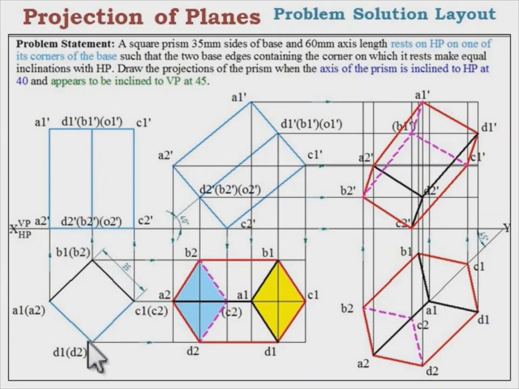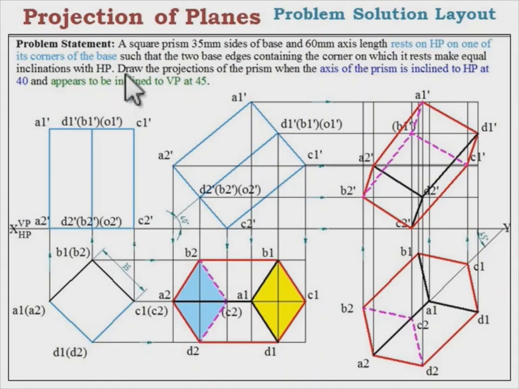B1, B2 is hidden behind D1, D2. So they are in bracket as B1 dash and B2 dash. O1 dash and O2 dash are the axes. C1, C2 are visible. They are marked as C1 dash, C2 dash.